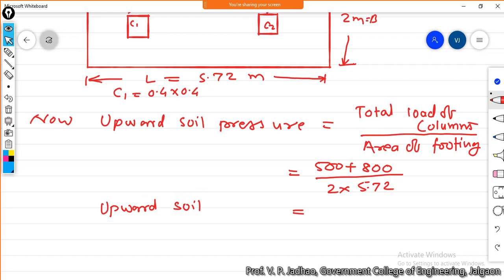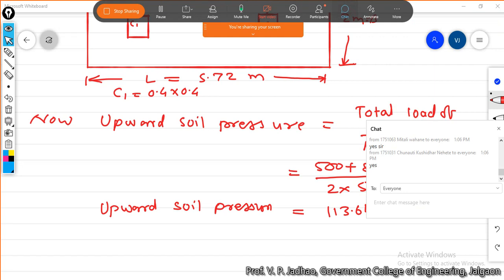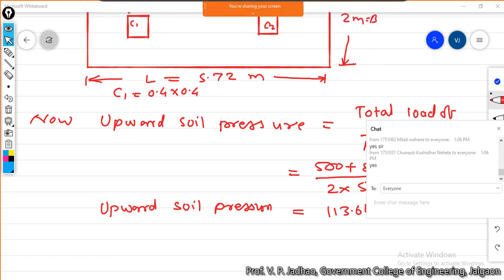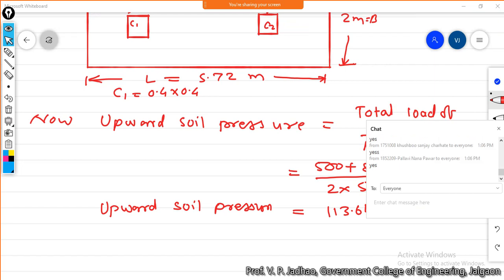We get this upward soil pressure equal to 113.64 kilonewton per meter square. Is my screen visible now? My screen is visible, right? Okay.